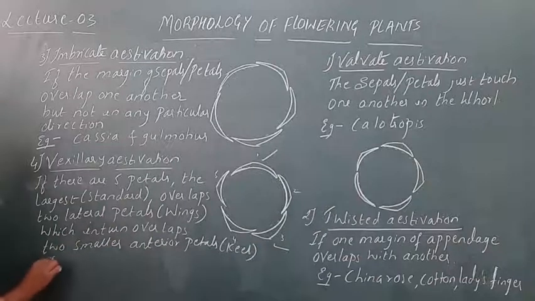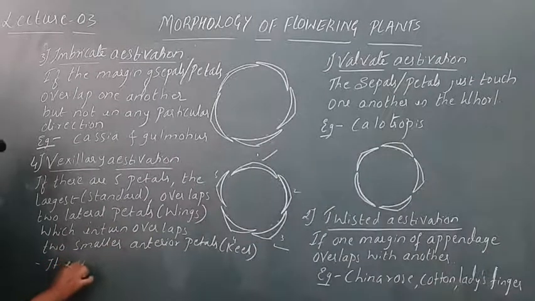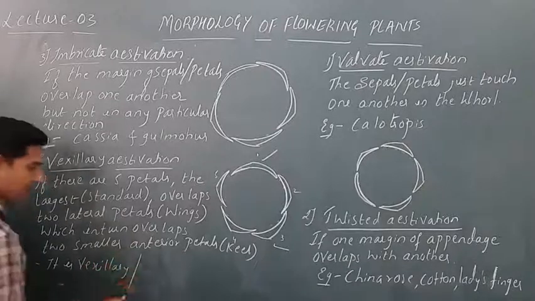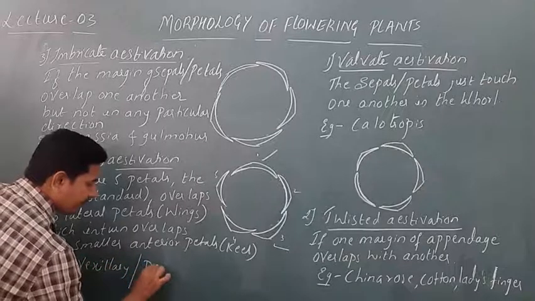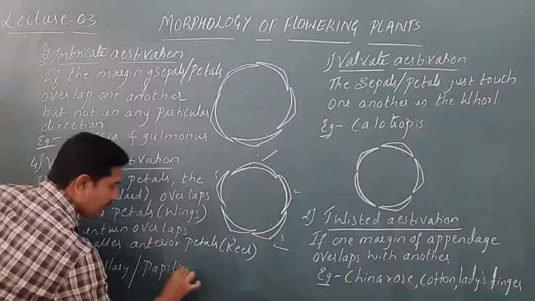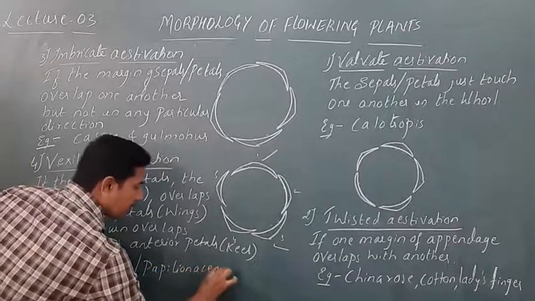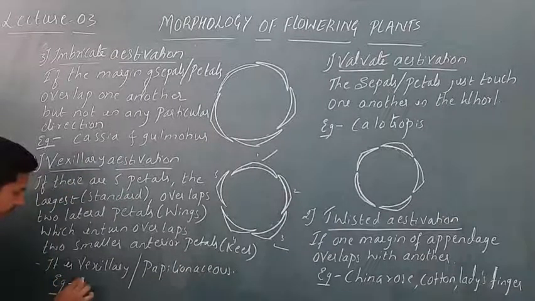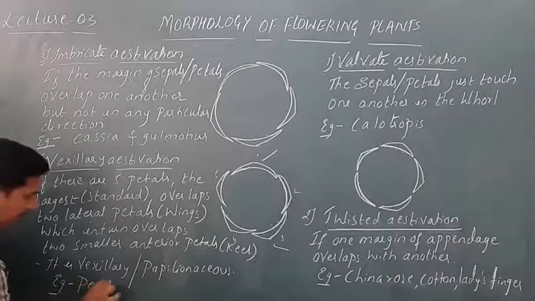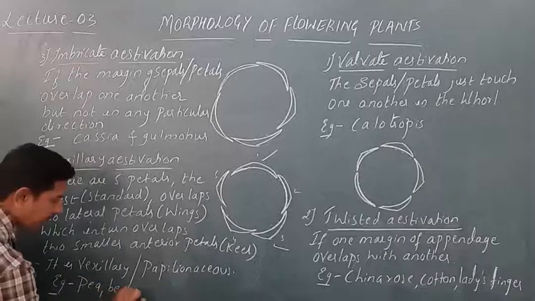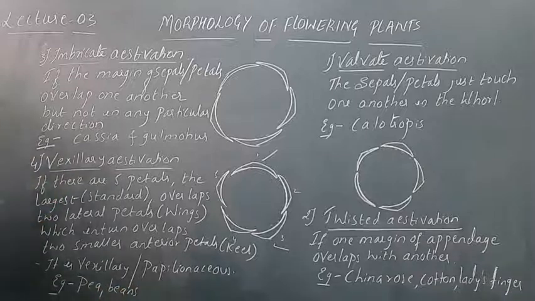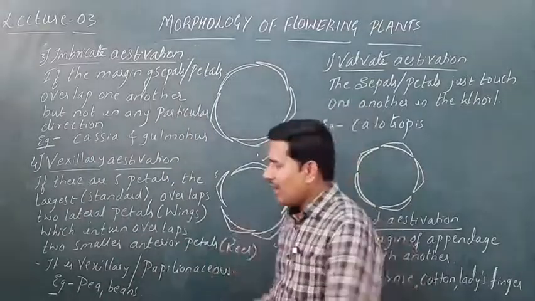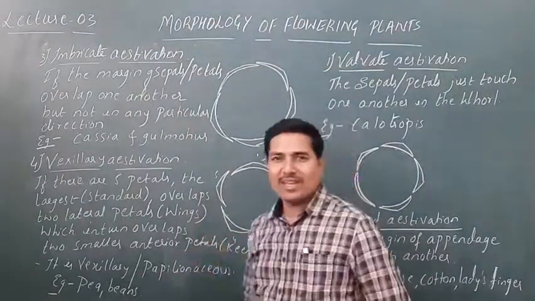So it is vexillary, or it is also called as a papilionaceous. And this is observed in the plants like pea and beans. Okay, pea and beans. Whether it is a pea plant or beans, the estivation we see inside that flower is vexillary estivation.